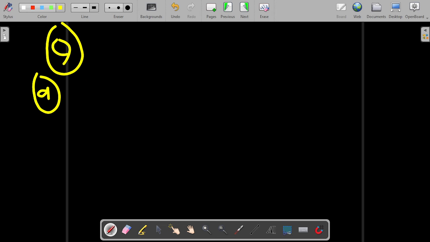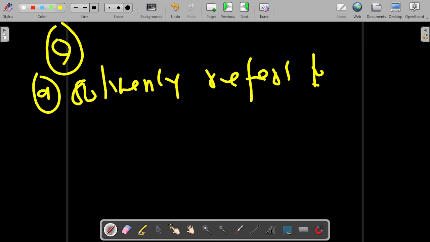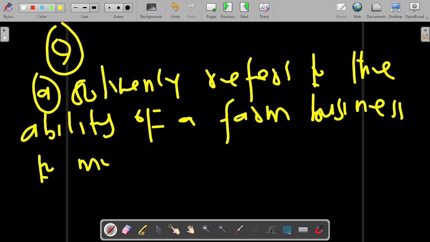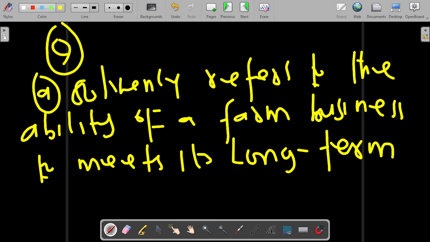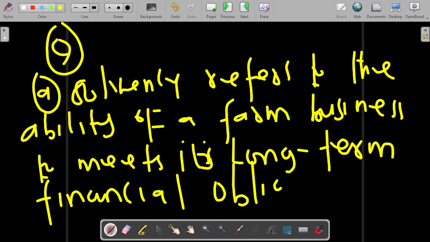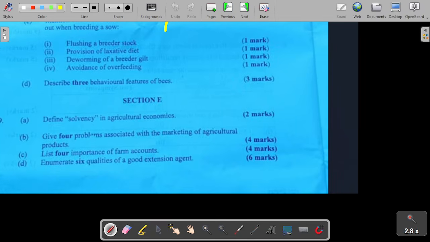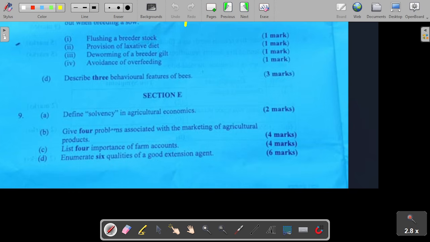So solvency refers to the ability of a farm business to meet its long-term financial obligations. That is 9A.